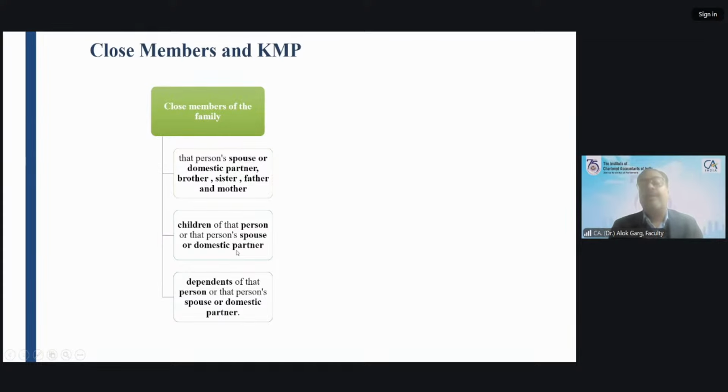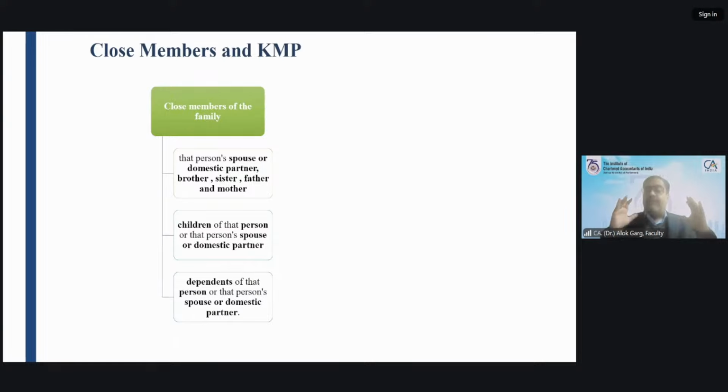So, for example, the father-in-law means spouse's father, right? Whether spouse's father will become a related party to this person? Answer is yes, if spouse's father is dependent on this person, right? Dependent of that person or that person's spouse. For example, if the spouse's father is either dependent on spouse or dependent on this person, right?